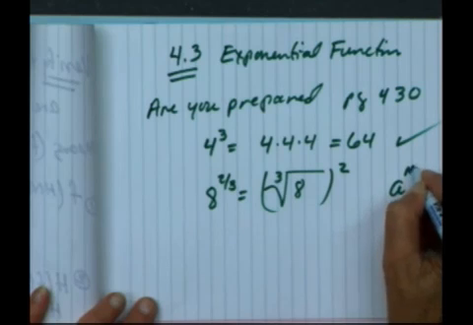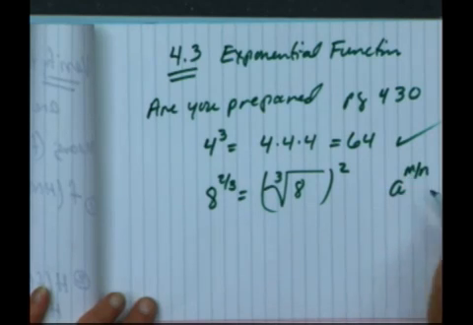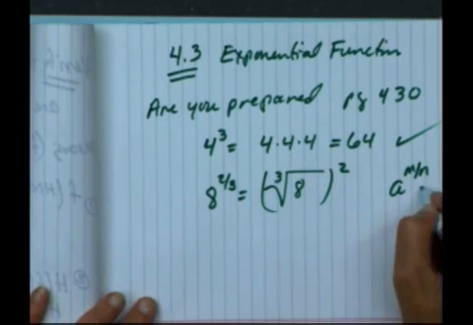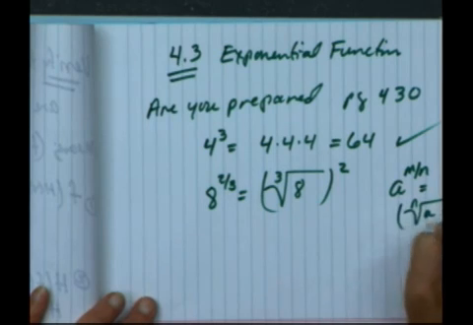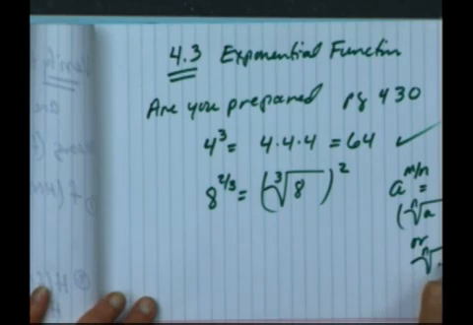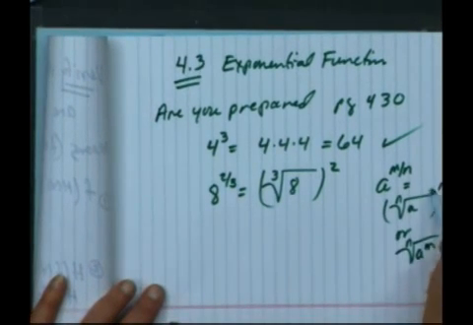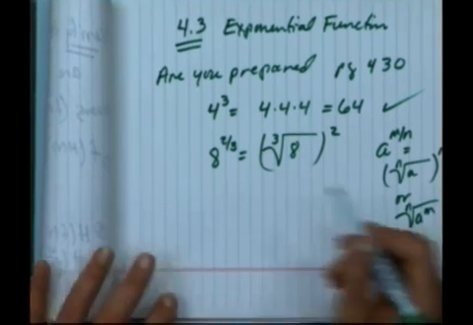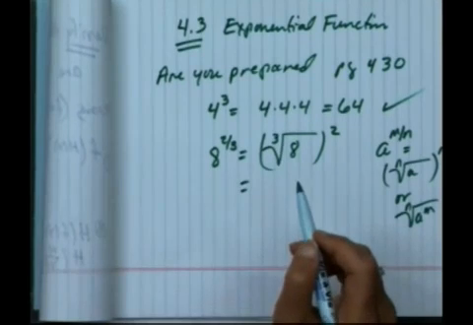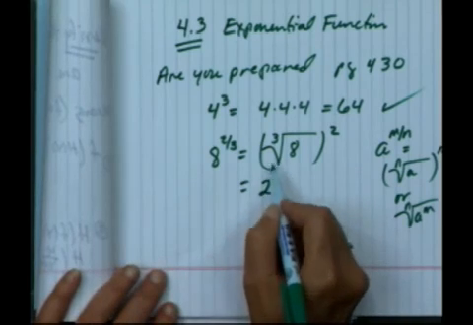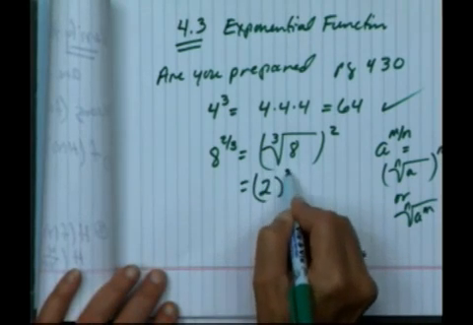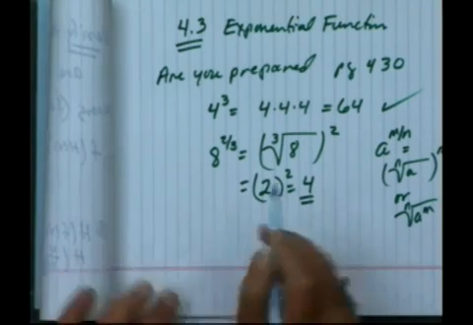A to the m over n, where m over n is reduced to lowest terms, means you take the nth root of a and raise it to the m, or it could actually be the nth root of a raised to the m. Usually it's easier if you do the nth root of a and then raise it to the m. All right, cube root of 8 is what? 2, because 2 cubed is 8, and then we square that, and we get 4.